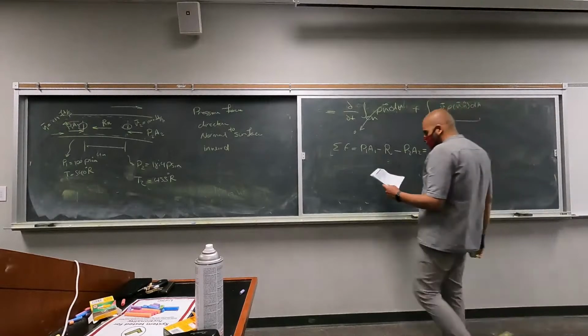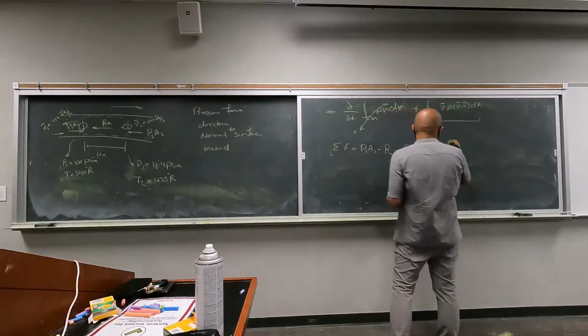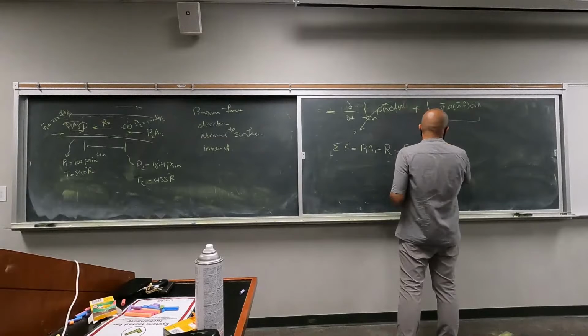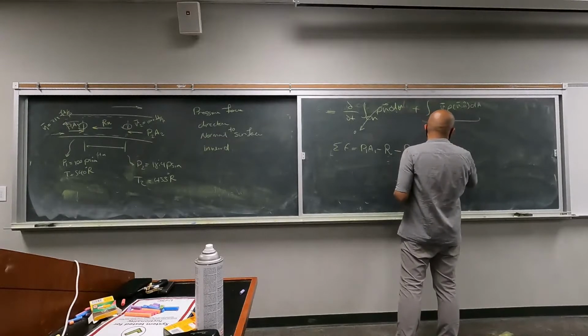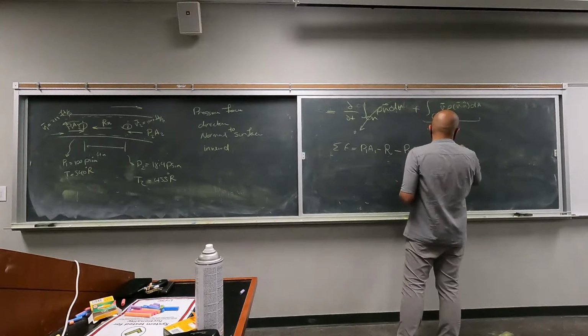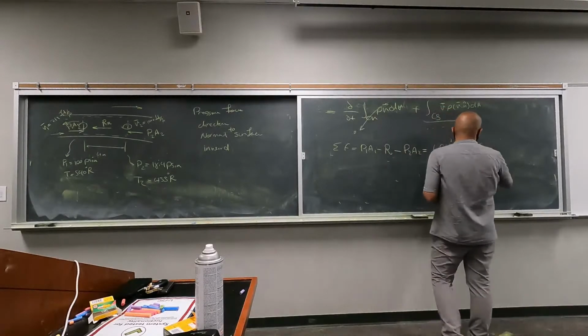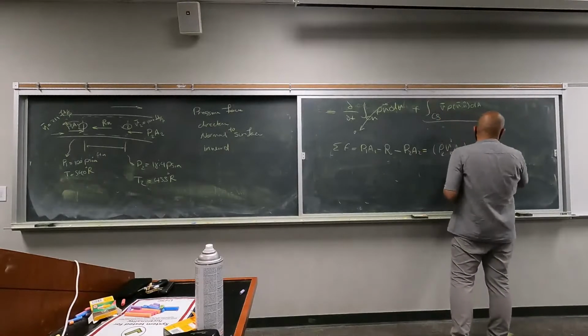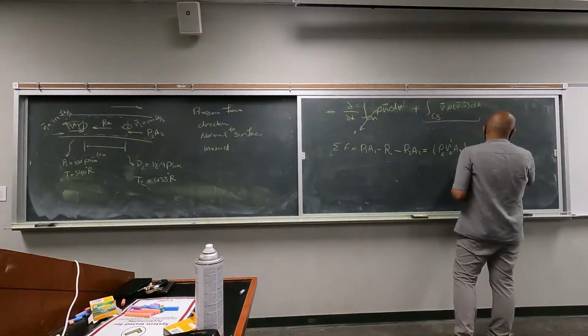Okay, so we are going to have rho 2 v2 squared A2, which is the linear momentum out, minus rho 1 v1 squared A1.